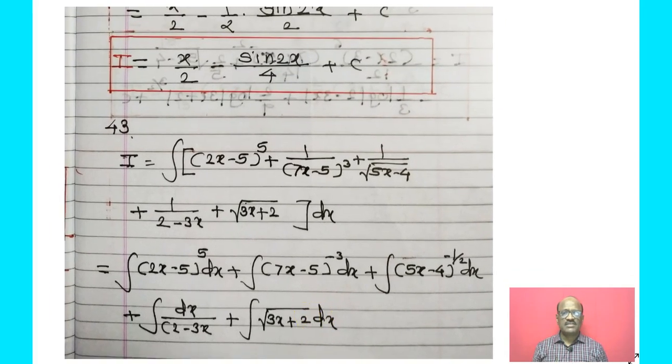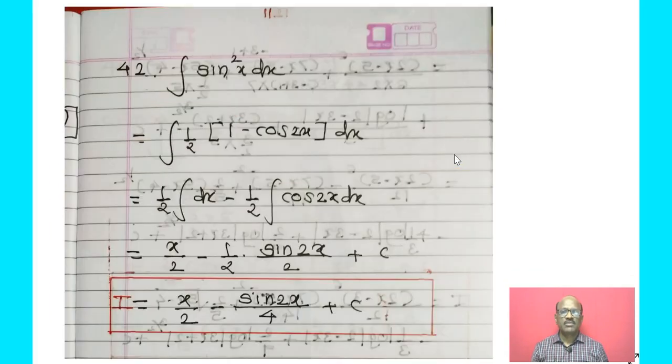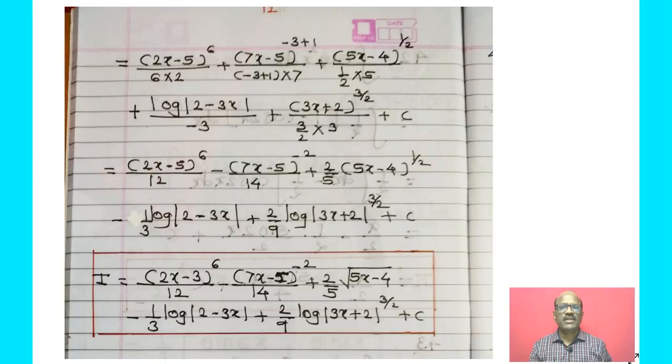Therefore now see this. Now the next problem: now their integrals, that is (2x minus 5) raised to 6 upon 6 into 2, plus (7x minus 5) raised to minus 3 plus 1 upon minus 3 plus 1 into, again, the coefficient of x is 7, plus (5x minus 4) raised to 1 upon 2 divided by 1 upon 2 into the coefficient of x. And last is log of mod of (2 minus 3x) upon the coefficient of x, which is minus 3, plus (3x plus 2) raised to 3 by 2 upon 3 by 2 into the coefficient of x, which is 3, plus c.